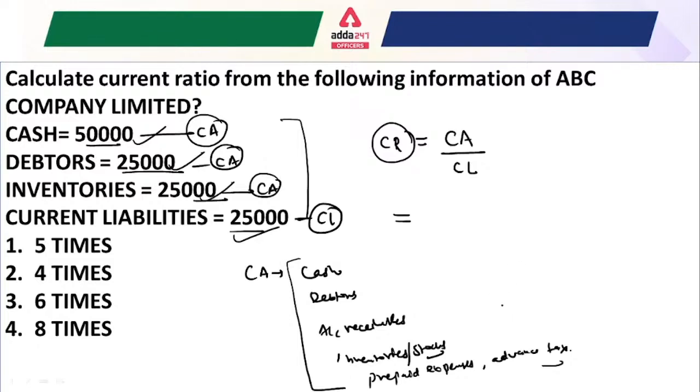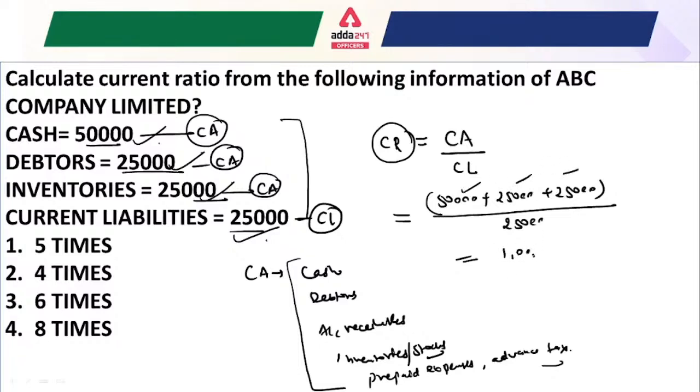All right, now the particulars are given like in the previous slide. I am just talking about this. The current asset value given is 50,000 plus 25,000 plus 25,000. So that will be the total value of the current assets, and the current liabilities value given is 25,000. So just calculate this.